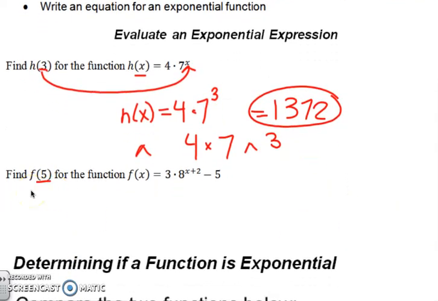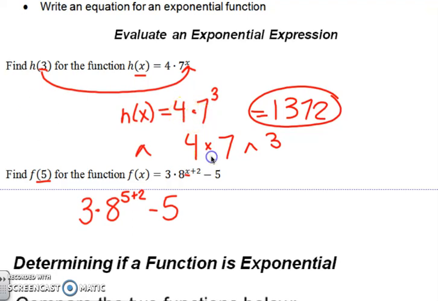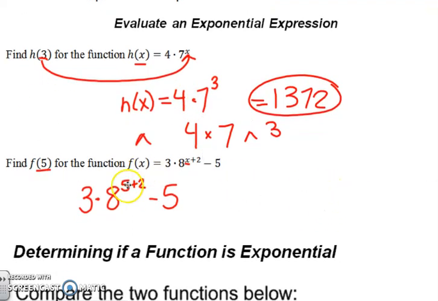I need to plug in 5 everywhere I see an x. So I'd start off with 3 times 8. That 5 is up there as an exponent plus 2. And then I need to come down and subtract 5. So if you were to type that in the calculator, you would just want this 5 plus 2 raised. So what is 5 plus 2? Well, it's 7. So this is the same as 3 times 8 to the 7 minus 5.